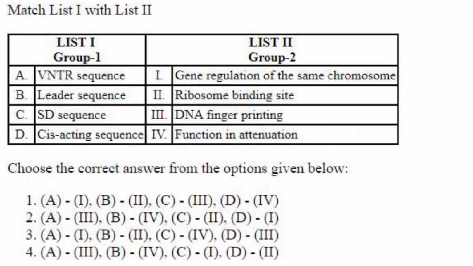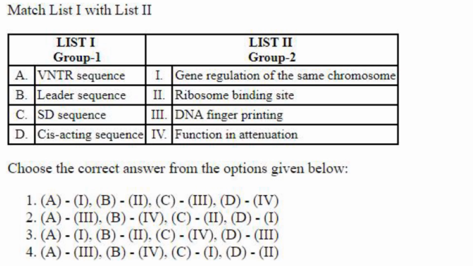Then next one. VNTR sequence, variable number of tandem repeats. That is involved in DNA fingerprinting. So A3. It is seen in options 2 as well as 4, whereas in 1 and 3 it is A1. So we will see which of 2 and 4 is correct.